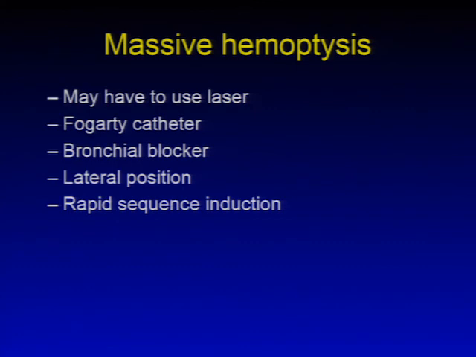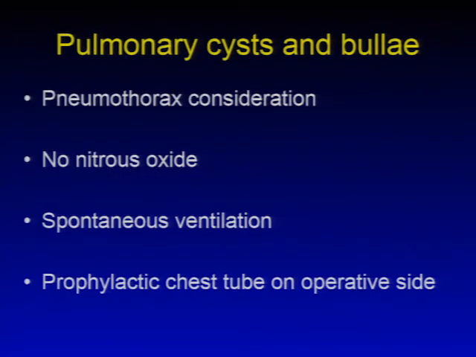They may even have to go into the lateral position. Some patients may have to go to interventional radiology for perhaps a coil embolization of some sort of rupture. Pulmonary cysts and bullae, pneumothorax is definitely a consideration in these patients. These are the special considerations, especially if one of them under positive pressure ventilation happens to rupture, then that can cause a serious issue. Do not use nitrous oxide in these cases. Nitrous will go into open spaces and may create a further pneumothorax, may make it worse.